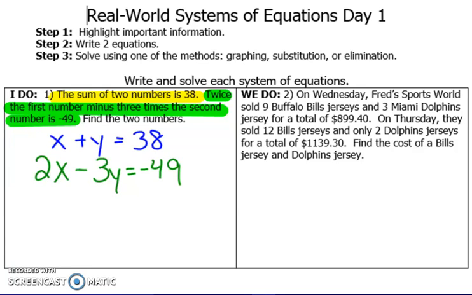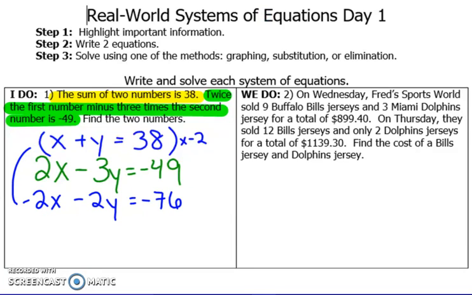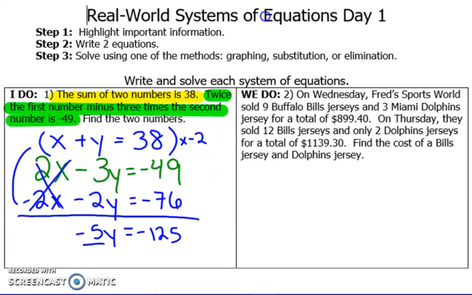Now, in order to solve it, again, you choose the method. I'm going to use elimination. So I'm going to take this top equation and I'm going to multiply it by negative 2. That's going to give me negative 2x minus 2y is equal to negative 76. From here, that tells me my x's cancel. I'm left with negative 5y is equal to, and always make sure to check yourself in the calculator because we all do make mistakes, negative 125. I'm going to divide both sides by negative 5, and I'm going to get y is equal to 25. So that tells me my second number, or my y, is equal to 25.